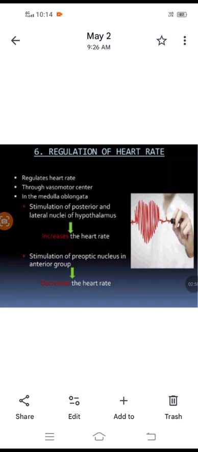Regulation of heart rate: hypothalamus regulates heart rate through vasomotor center. Vaso means blood vessels, in the medulla oblongata. Stimulation of posterior and lateral nuclei of hypothalamus increases the heart rate. Stimulation of preoptic nucleus in anterior group decreases the heart rate.